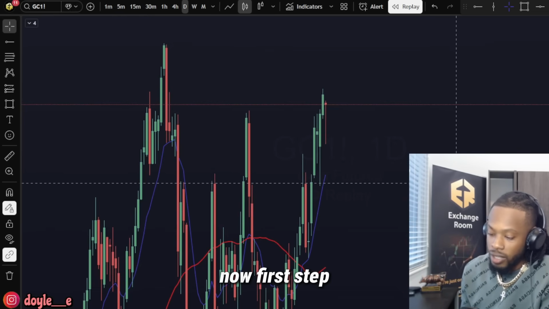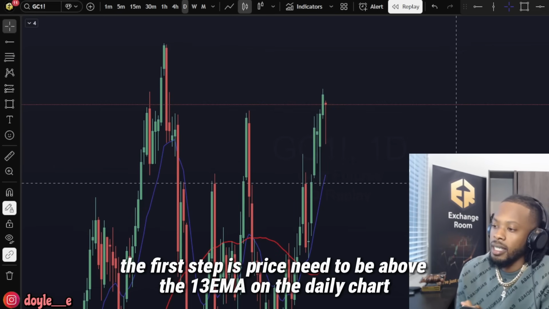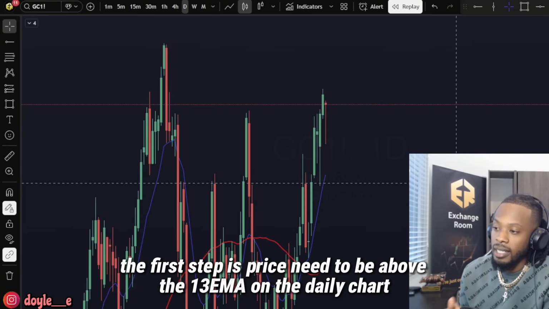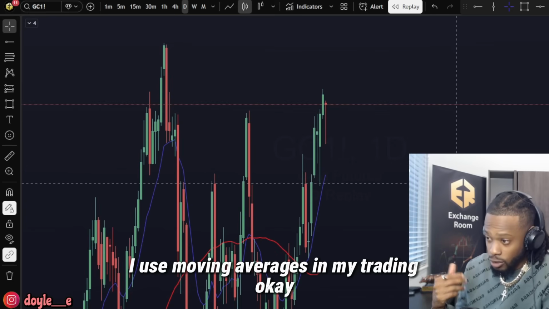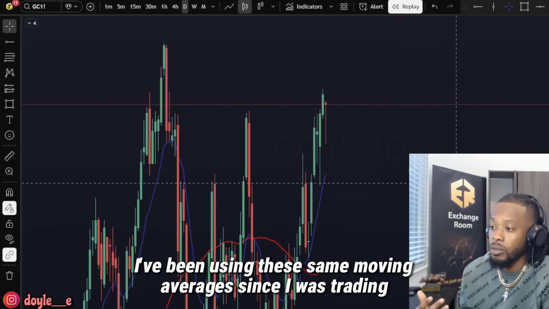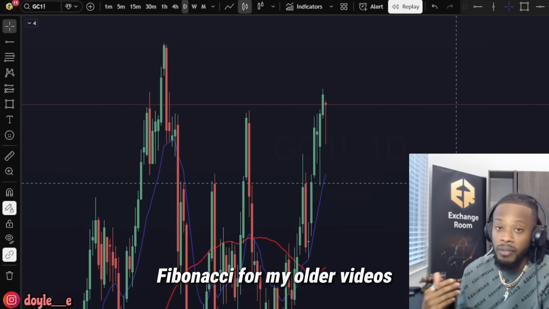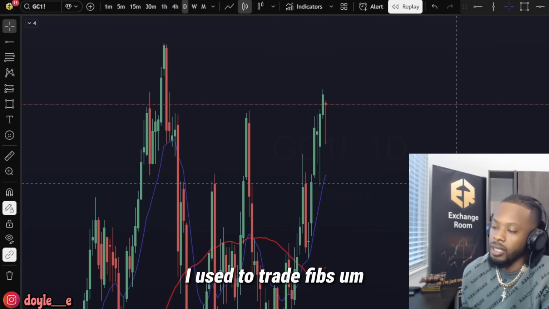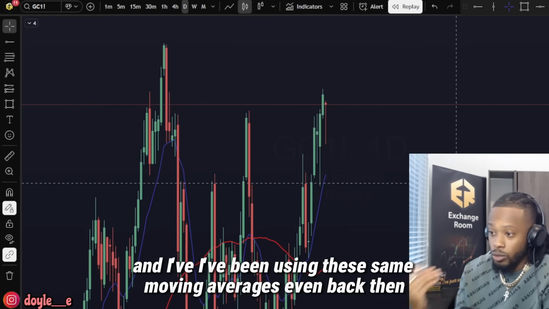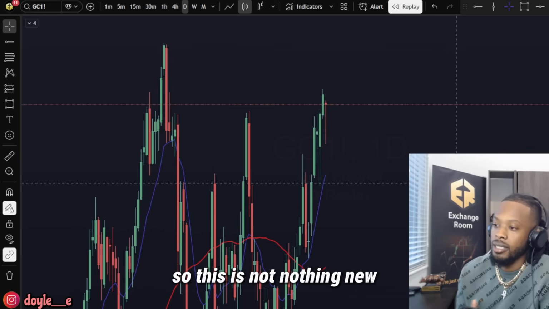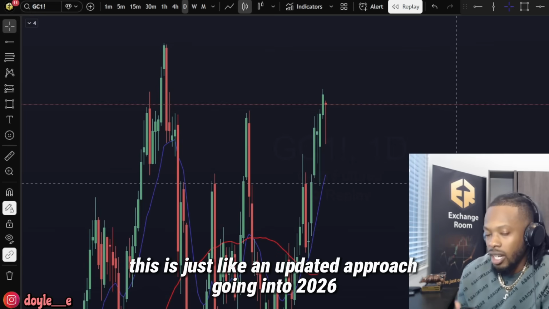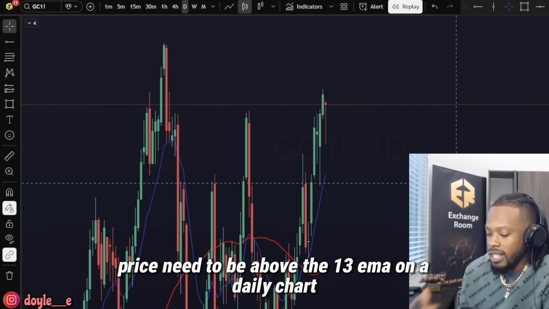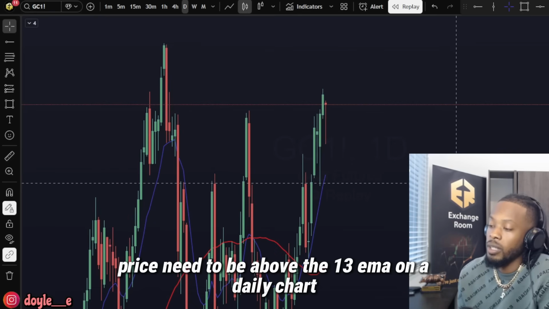Now, first step. The first step is price needs to be above the 13 EMA on the daily chart. Now, I use moving averages in my trading. I've been using these same moving averages since I was trading Fibonacci. For my older videos, for the people that have been watching for a while, I used to trade fibs, and I've been using these same moving averages even back then. So this is nothing new. This is just an updated approach going into 2026. So step 1, price needs to be above the 13 EMA on the daily chart.